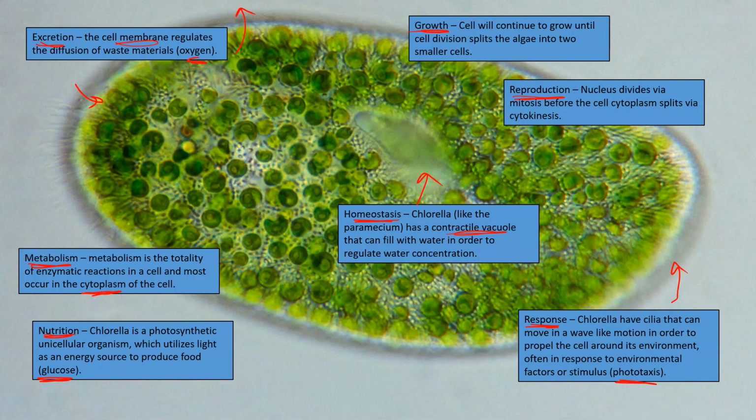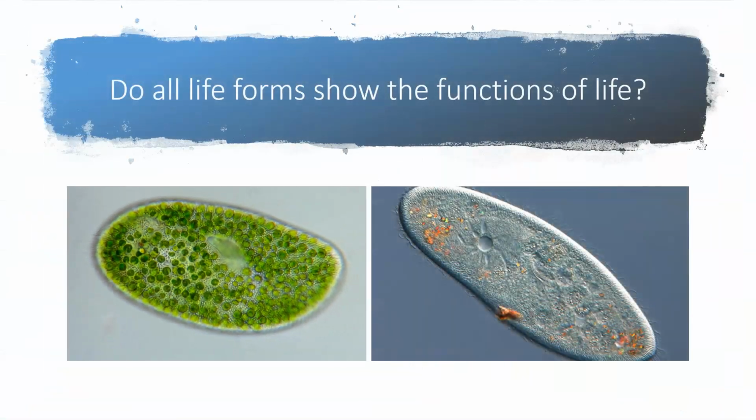Again, reproduction. All seven of the characteristics of life can be demonstrated by unicellular organisms as well as multicellular organisms, but it doesn't even matter if it's a eukaryote that feeds heterotrophically or it's a eukaryote that feeds itself via photosynthesis like this Chlorella does. All living things exhibit all seven characteristics of life. It's really important. Okay, so do all life forms show the functions of life? The answer is you betcha, right? You betcha.